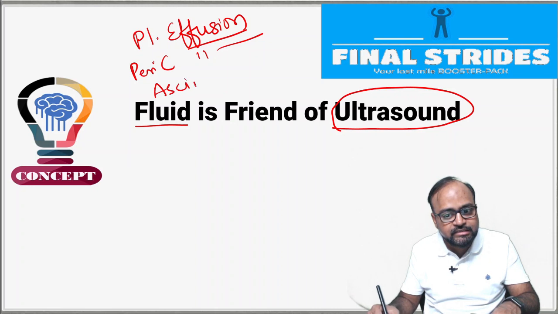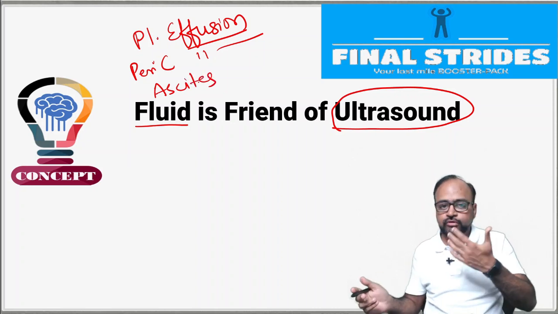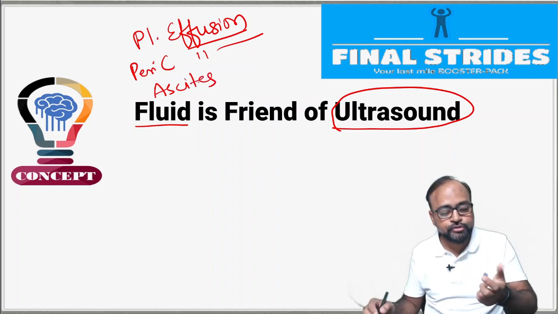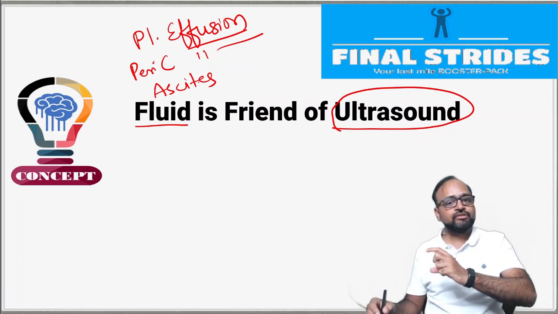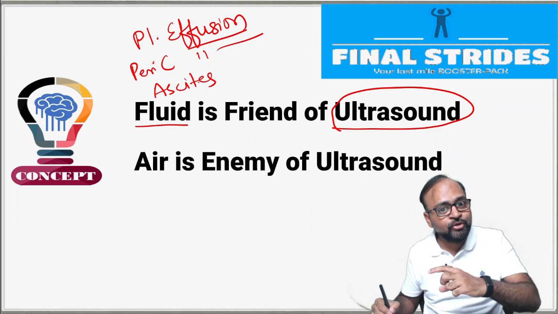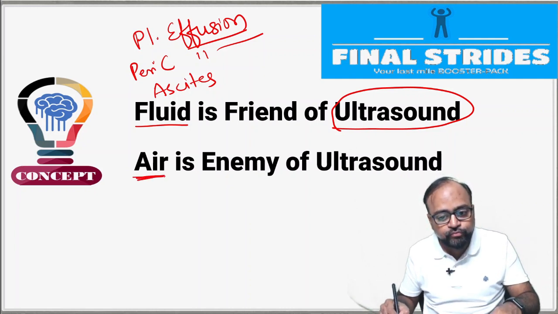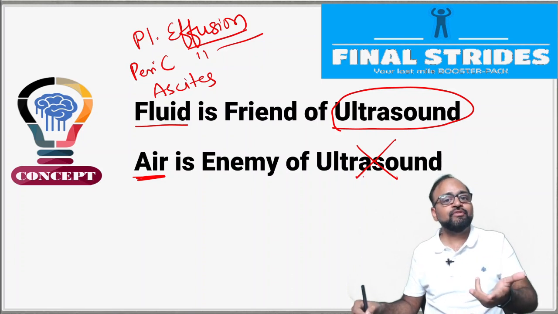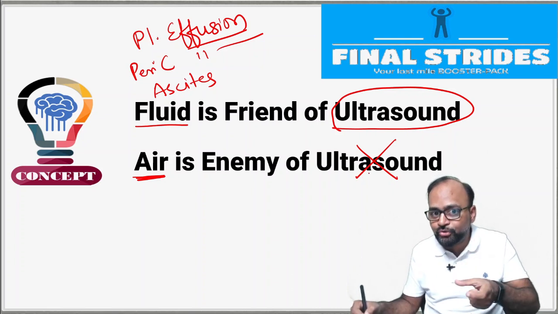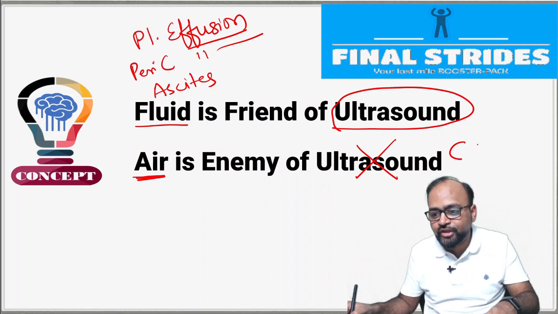Minimal ascites, right? Again, fluid is friend of ultrasound. Ultrasound is going to be the investigation of choice. So wherever in the body you want to detect fluid, investigation of choice will be ultrasound. Similarly, remember air is enemy of ultrasound. So wherever in the body you want to detect air, ultrasound cannot be used. So wherever you are not able to use ultrasound, the investigation of choice will always be CT.